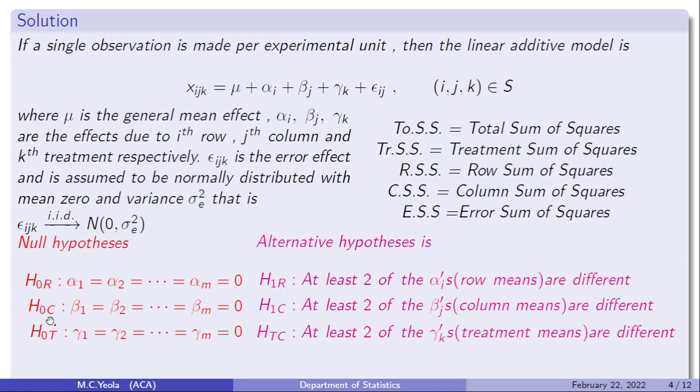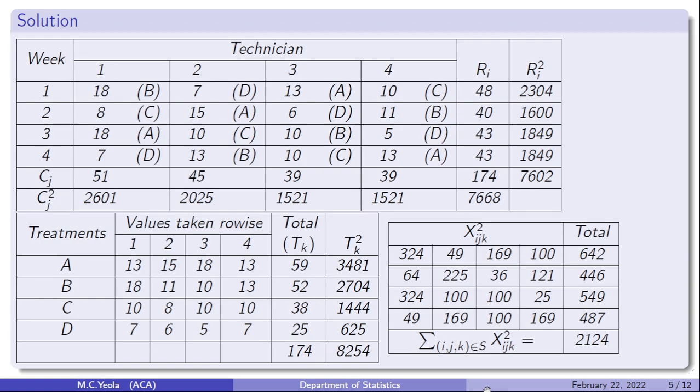H naught C, beta 1 equal to beta 2 equal to beta 4 equal to 0, or H1C, here we are having at least 2 of the beta j's, column means, are different here. And similarly H naught T, gamma 1 equal to gamma 2 equal to gamma 4 equal to 0, and H1T, here at least 2 of the gamma k's, treatment means, are different.